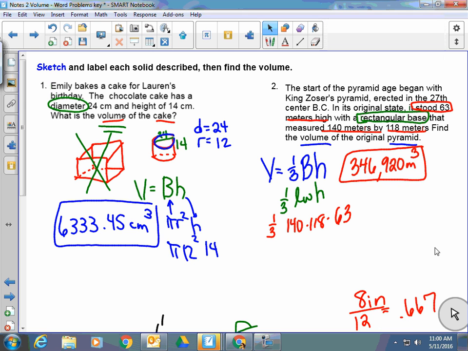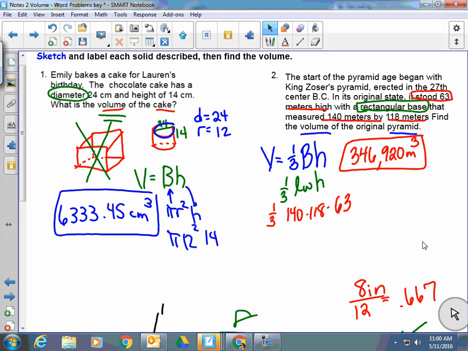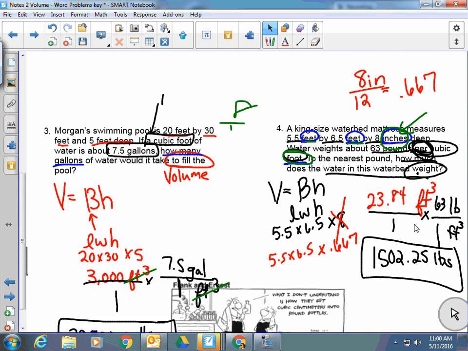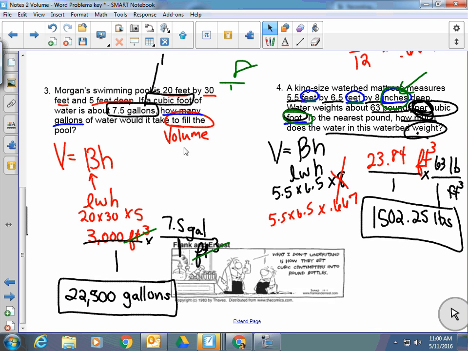Alrighty, so here we go. The last 2 problems, they were a little tricky, weren't they? Okay, so the first one was a swimming pool. So that's going to be a rectangular prism, right? So area of the base times the height, length times width times height. So you did 20 times 30 times 5. They were all in feet, so we were good. And you got 3,000 feet cubed. How many of you got that far?